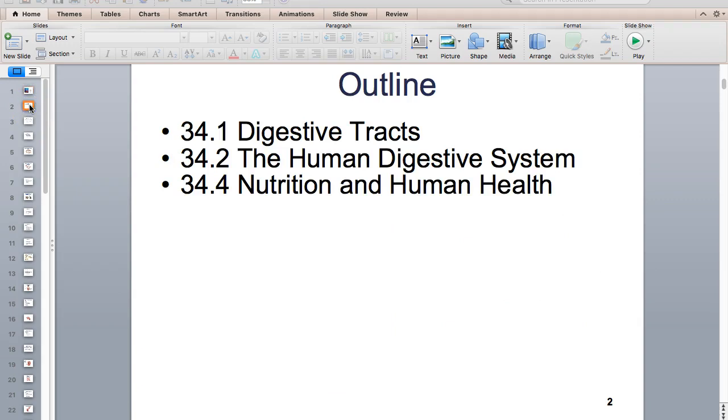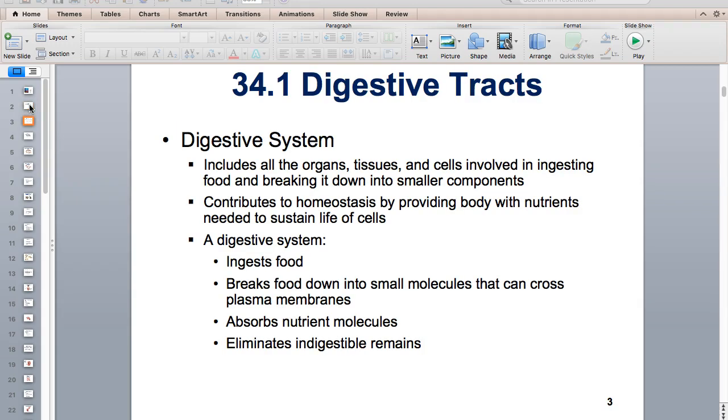Just like the other chapters were organized, we're going to talk about some digestive systems or digestive tracts in other organisms besides humans, but most of the chapter will focus on the human digestive system. And then we'll finish by talking a little bit about nutrition and human health.